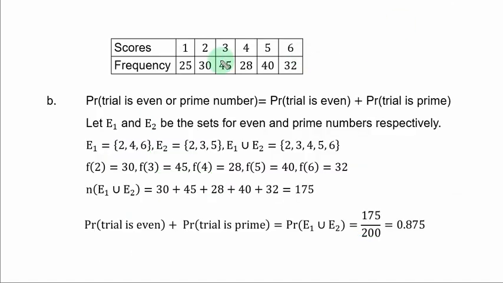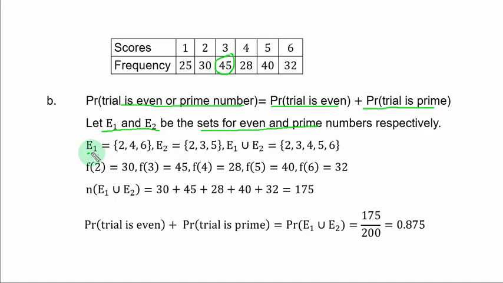So B part, before then let's have the complete table. So we will replace S with 45. So B, we are asked to find the probability that trial is even or prime number, or its addition rule. That is probability trial is even plus probability trial is prime. We have to define two subsets for the even and prime trial. So let E1 and E2 be the sets for the even and prime numbers respectively.